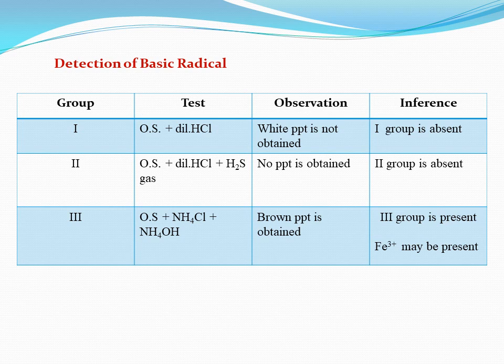Then do the test for group third. Take original solution and add ammonium chloride and ammonium hydroxide solution in excess. So brown PPT is obtained after this addition. That means third group is present.